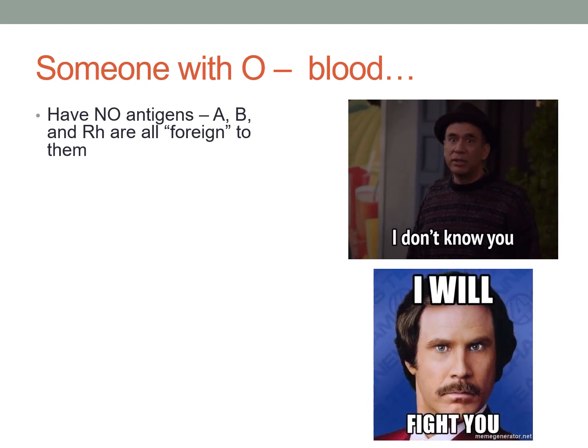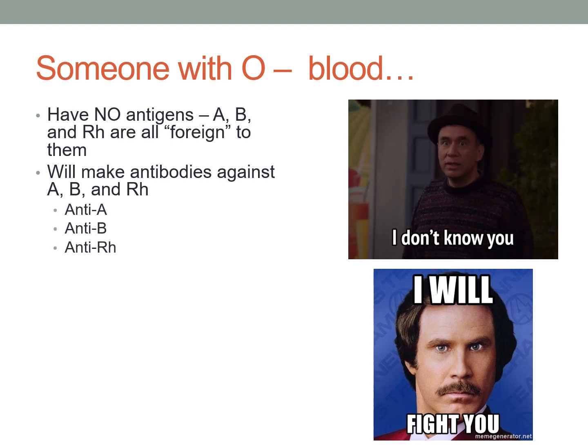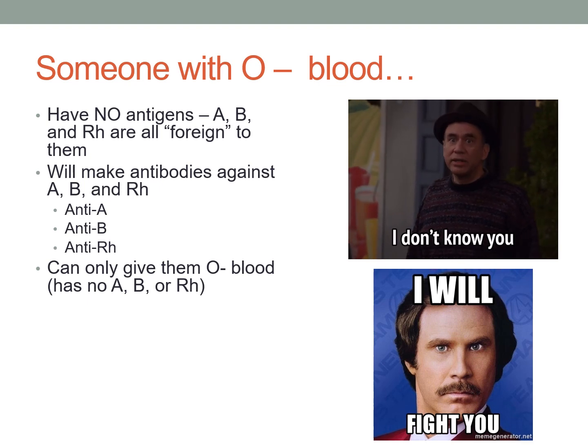So if it's a foreign, stranger thing, then your immune system is going to say it must be an invader and I am going to fight. So they'll make antibodies, they'll make anti-A, they'll make anti-B, or they'll make anti-Rh, depending on what they're presented with. They're going to fight it. So because of that, the only type of blood you can safely give them is O negative, right? Because it has no antigens on it. Because they're not cool with any of the antigens. They don't want any of it. They will fight it. So you can only give them O negative blood.